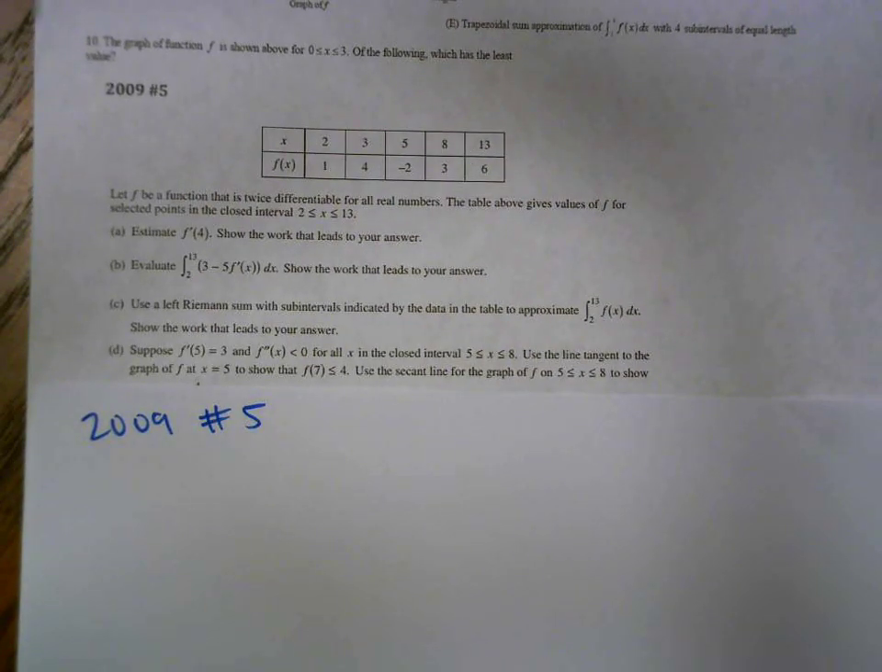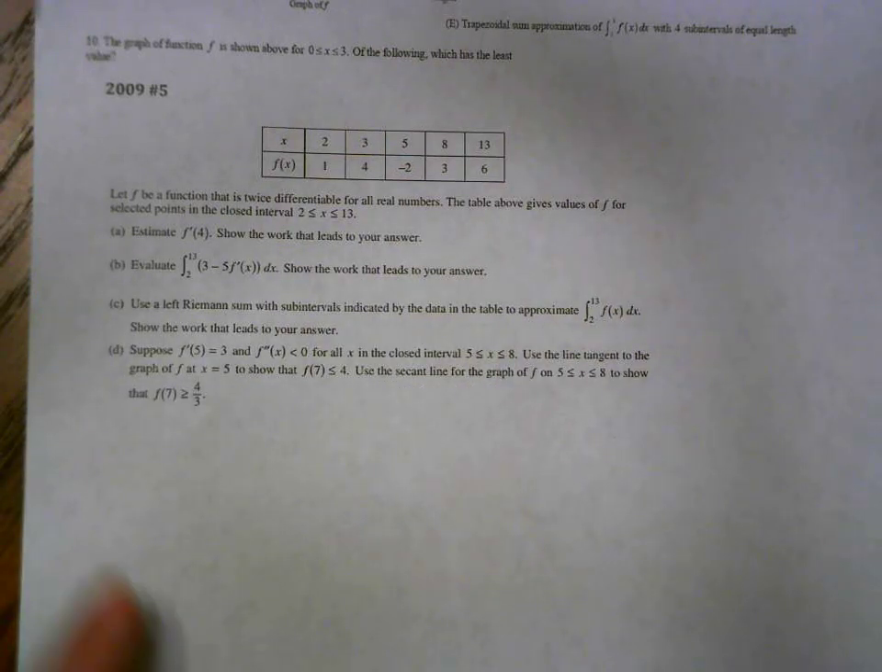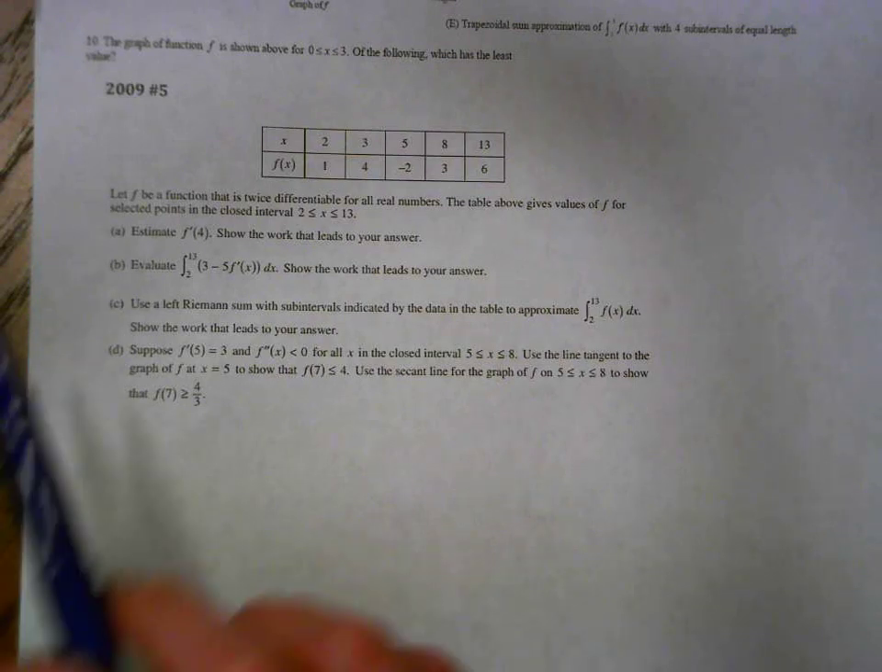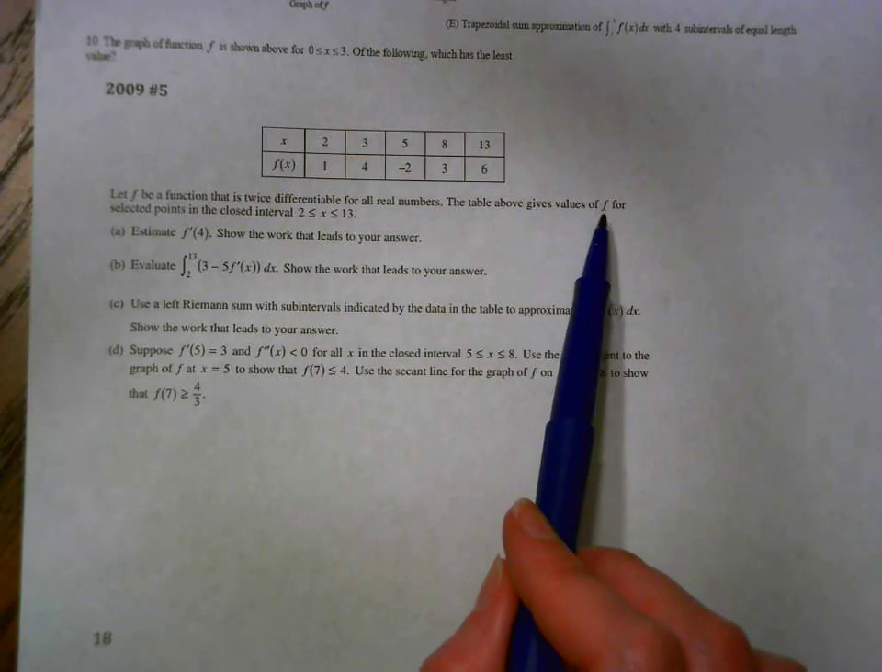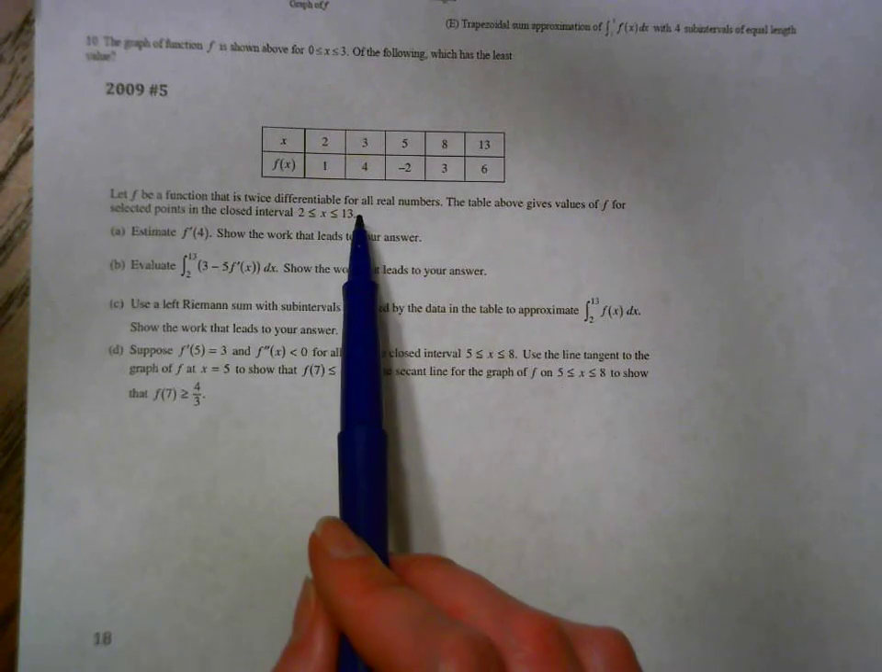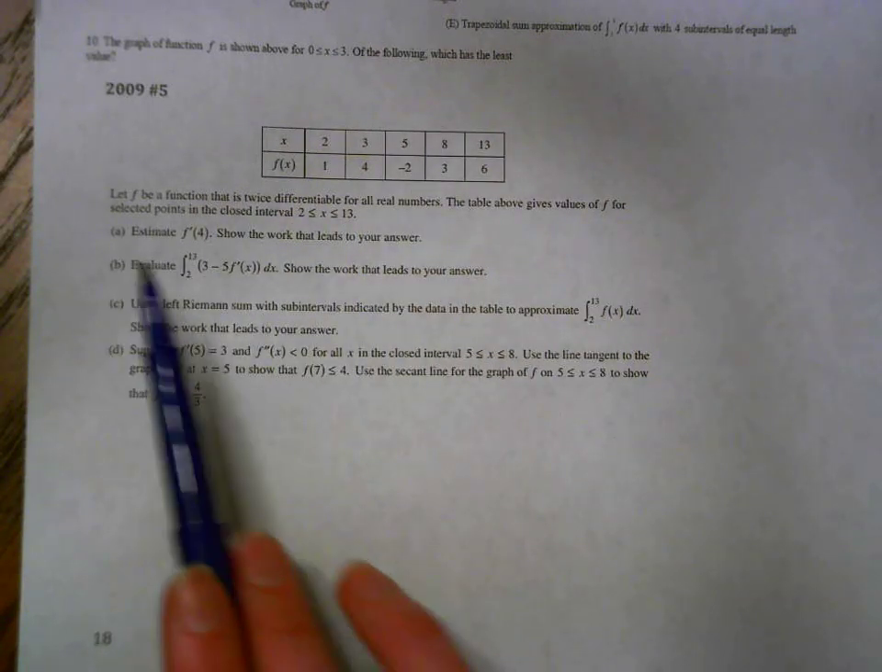In this video, we're going to do pre-responses for Chapter 4. So we're going to start on page 18 on 2009, number 5. And so in this problem it says let f be a function that is twice differentiable, and the table above gives values for f on the interval 2 to 13. And the first thing it says, estimate f prime of 4, show the work.